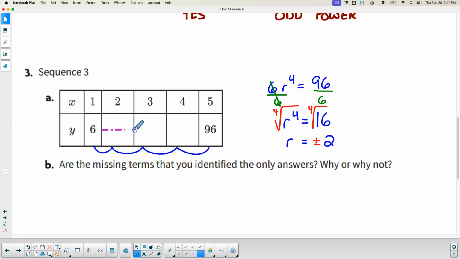So I'll break these up into different ones. First I'm going to multiply here by positive 2. Down here I'll multiply by negative 2. If I multiply through by positive 2, I get 12, 24, and 48. On the bottom, if I multiply by negative 2, I would get negative 2, negative 12, positive 24, and negative 48. And those would be the only answers there for that.